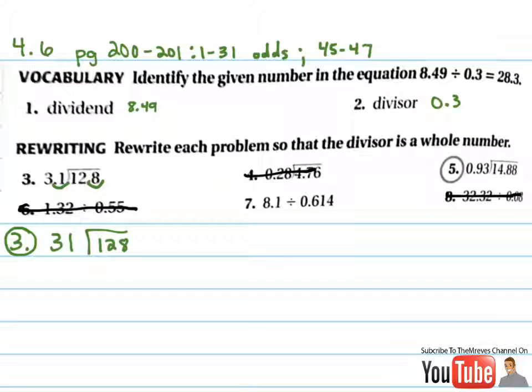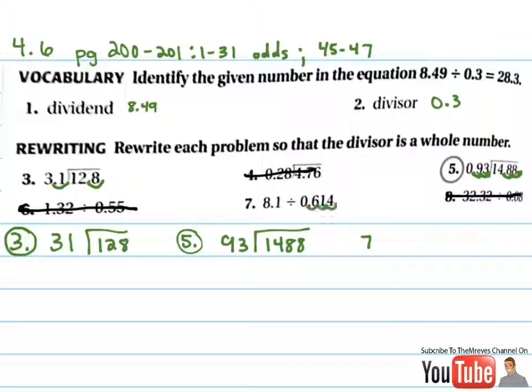Number 5, well, we have 0.93 is our divisor, so to make it a whole number we got to move it 2 spots. So I move it 2 spots on both of them, and that gives me 93 goes into 1488.